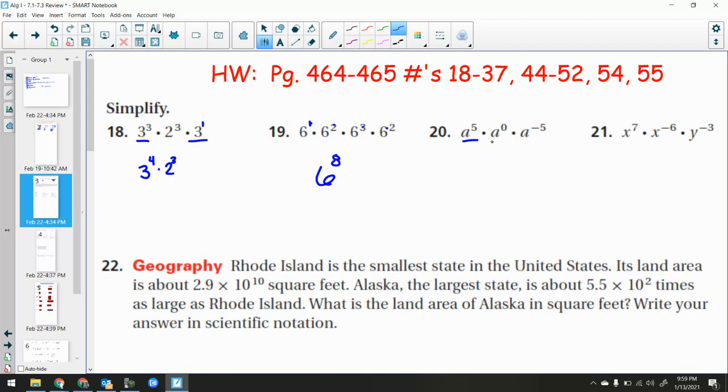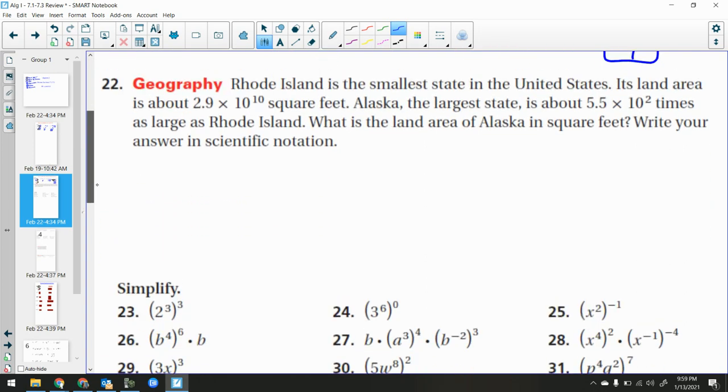Okay, a to the 5th, a to the 0, a to the negative 5th. Well, that would be like saying 5 plus 0 plus negative 5. Well, that totals up to be 0, which is just 1. Number 21, I've got x to the 7th, x to the negative 6th. Those total together to get x to the first power, and then times y to the negative 3rd. Remember that you can't leave a negative exponent, so that y has to go down into the denominator, x over y to the 3rd. And that's my answer there.